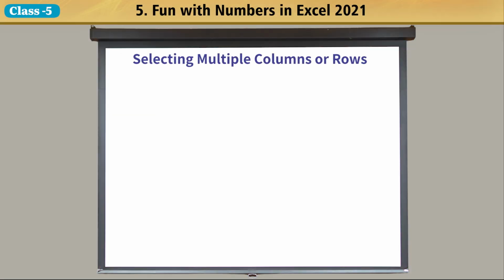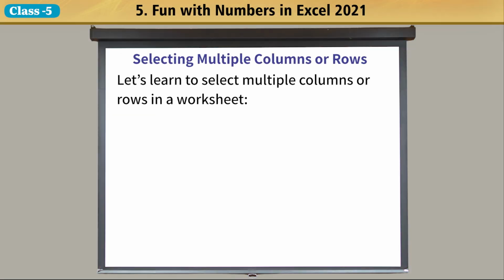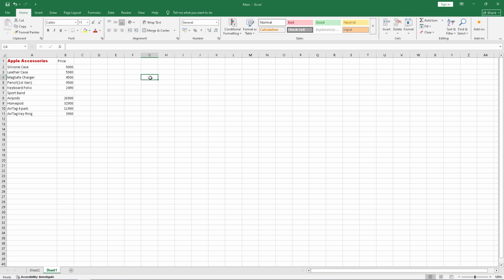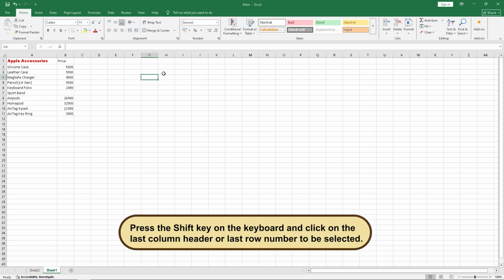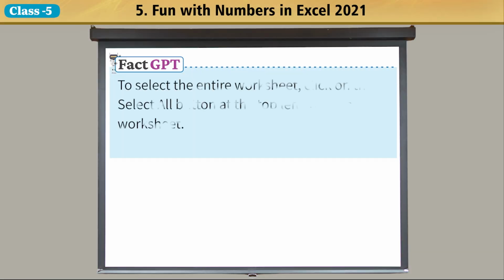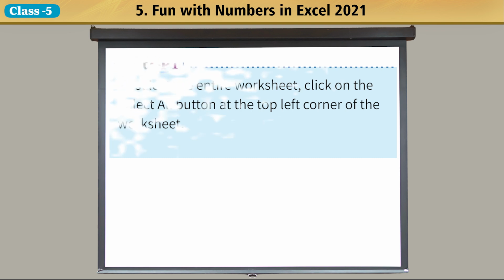Selecting multiple columns or rows. Let's learn to select multiple columns or rows in a worksheet. Step 1. Click on the first column header or first row number. Step 2. Press the Shift key on the keyboard and click on the last column header or last row number to be selected. To select the entire worksheet, click on the Select All button at the top left corner of the worksheet.